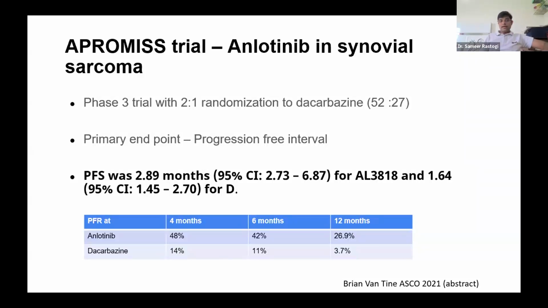So there is data about anlotinib, and it was randomized against dacarbazine. So far the paper hasn't come out, but at 12 months, 26% of people remain non-progressive, which is quite a contrast compared to dacarbazine. It might be an active drug. Median PFS remains dismal because median PFS tells you when 50% of patients progress. It doesn't tell you if 25% will never progress for 1 year or 2 years.